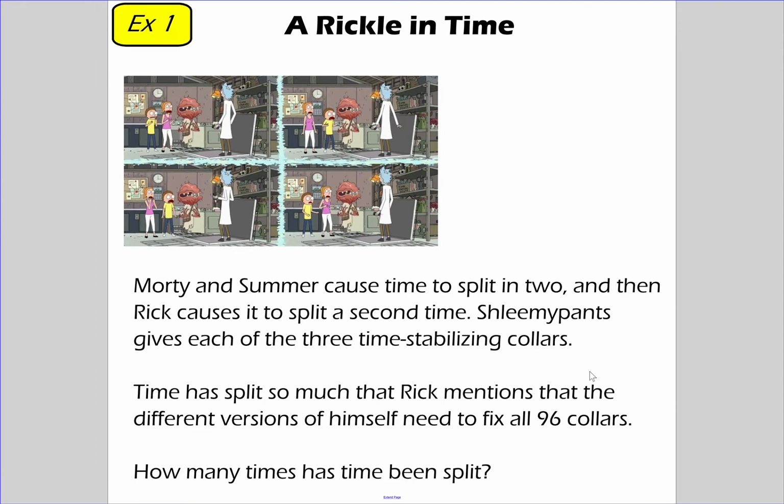In our first example, in the episode A Wrinkle in Time, Morty and Summer cause time to split in two, and then Rick causes time to split a second time. Now Schlimmy Pants shows up in order to fix things, and to do that he gives each of the characters a time stabilizing collar. Now time is split so much that at one point Rick says that the different versions of himself need to fix all 96 collars to get it back down to one reality.